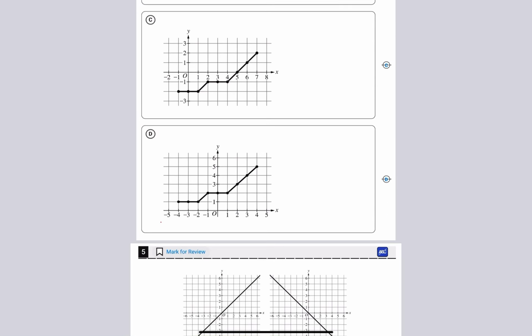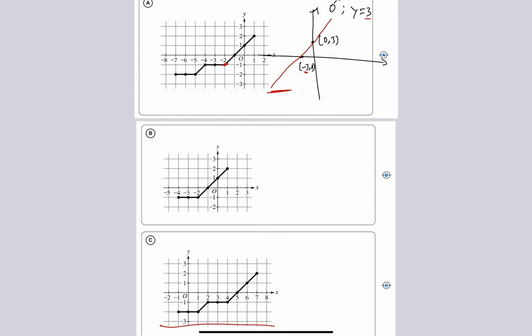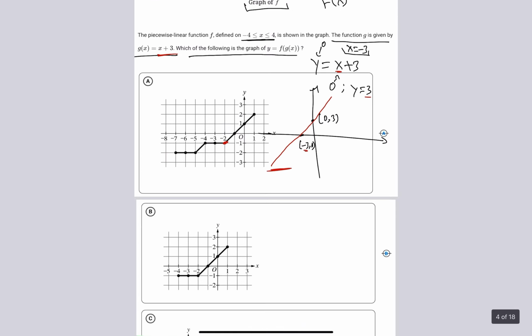This one shifted upwards, which is not the case. This one shifted to the right, which is also not the case. And with this one, we're missing a part for some reason. It does have (-2, 1), but it's missing a few values. So the correct answer would be option A, because why would this be missing? And this part as well. So it's not option B.